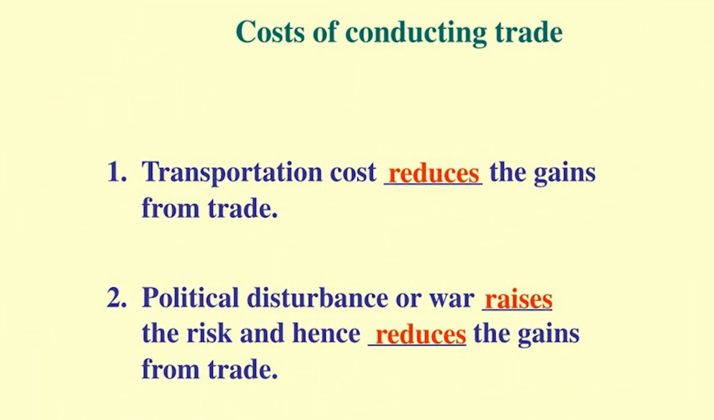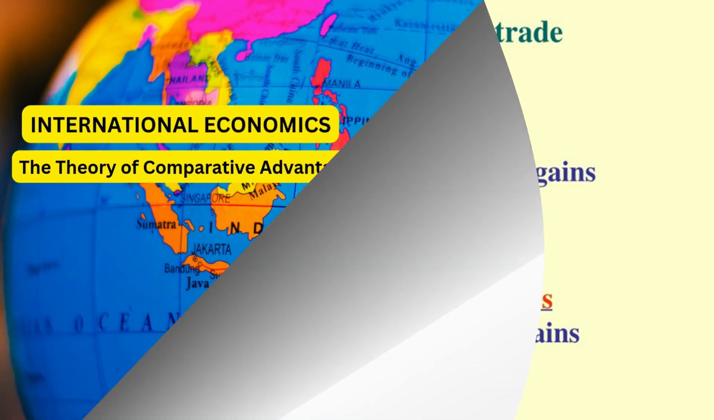Cost of conducting trade: what are the costs that will impact the gains? Transportation cost will reduce the gains from trade. And political disturbances or war: if there is political instability or war, or the law and order situation is not stable, then it raises the risks and hence reduces the gains from trade. So there are possibilities of these two things in the cost of conducting trade.